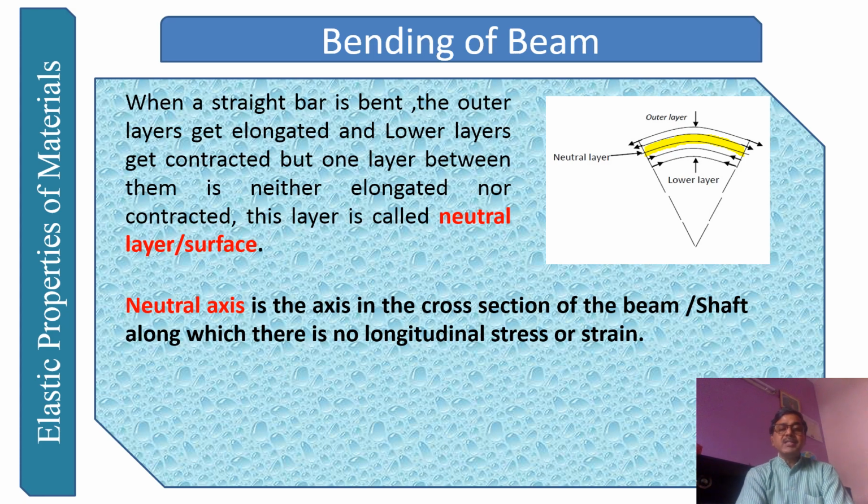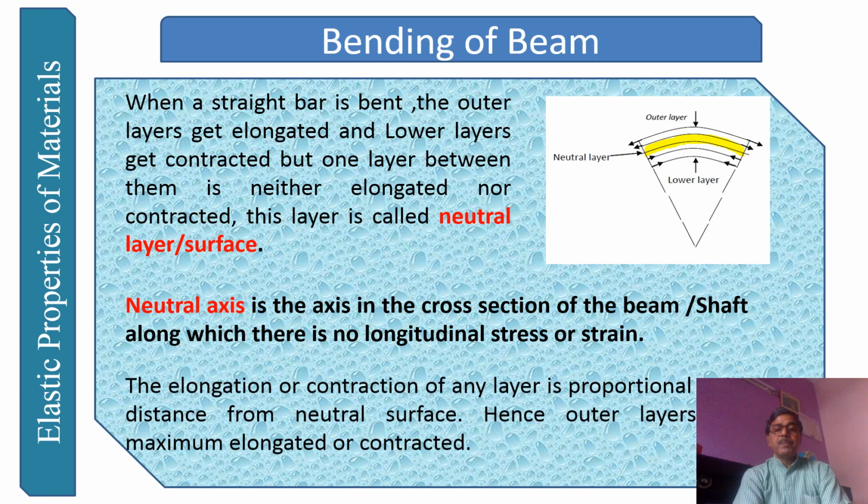So what is the neutral axis? The neutral axis is the axis in the cross section of the beam or shaft along which there is no longitudinal stress or strain. Because there is no contraction or elongation, no stress or strain is acting on this. Okay, let's move further.